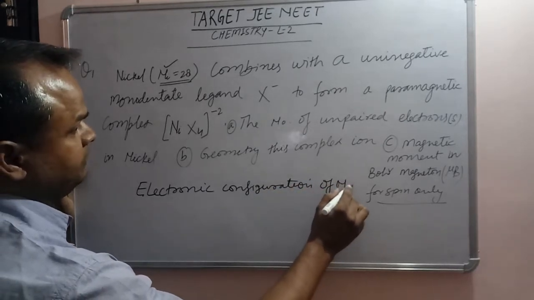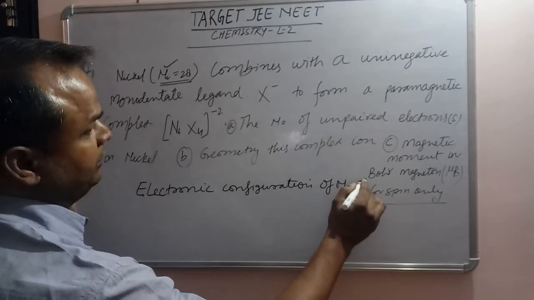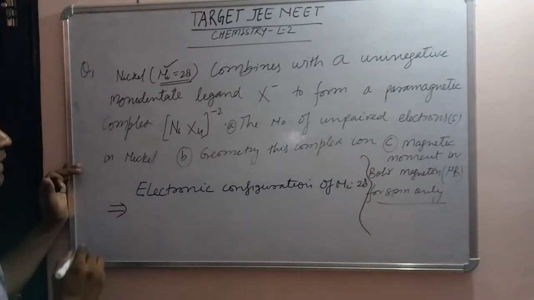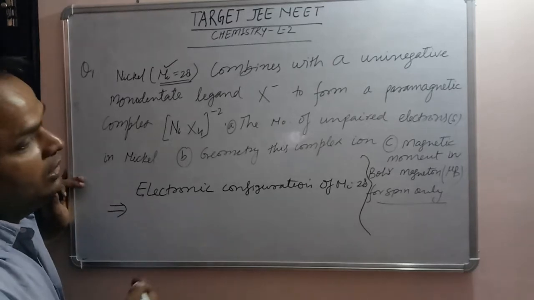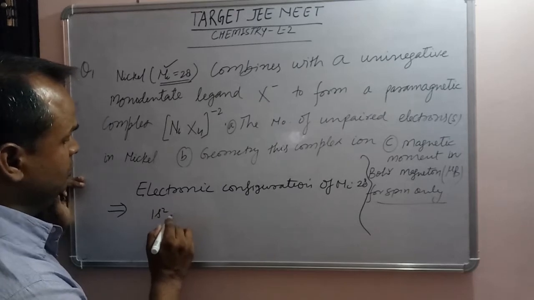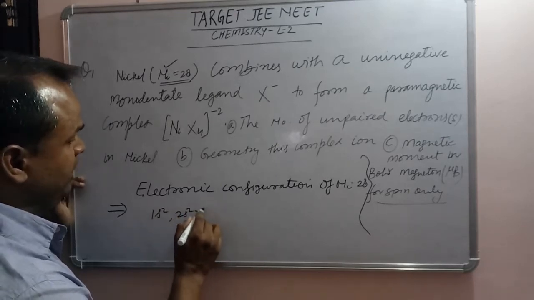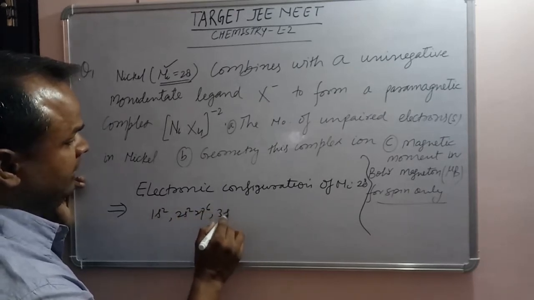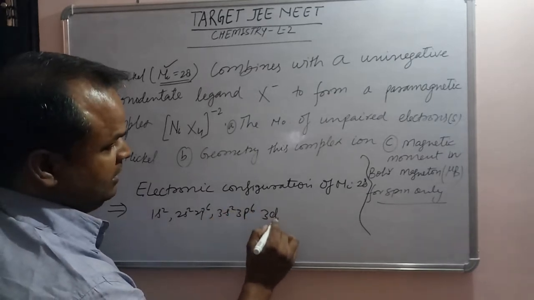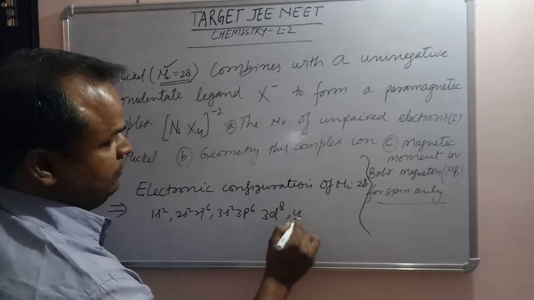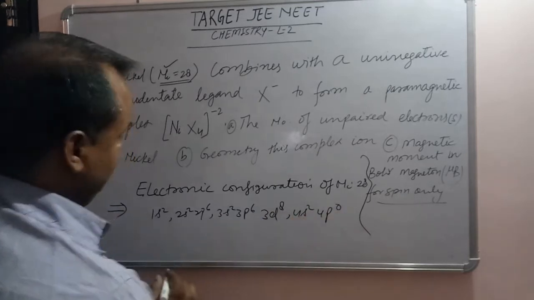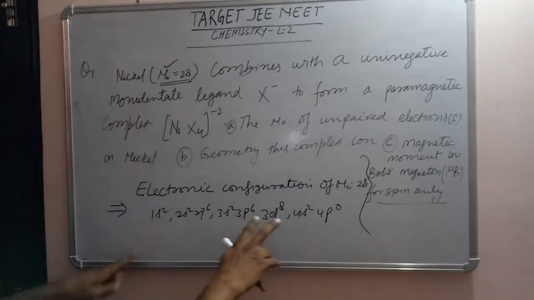Electronic configuration of Ni with atomic number 28. Firstly we write in a simple way, then we write in terms of inert gases. So first one is 1s2, 2s2, 2p6, 3s2, 3p6, 3d8, 4s2, 4p0, like this. If you add, this becomes 28.